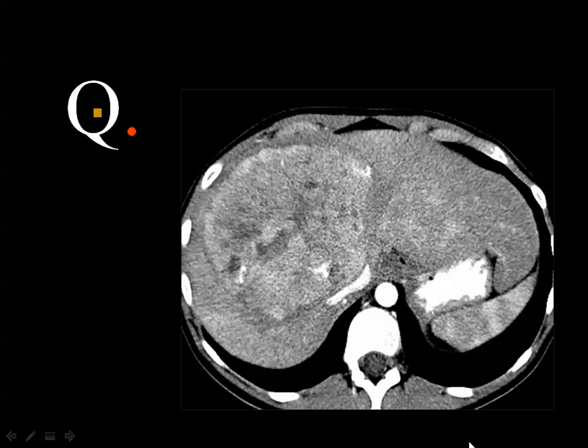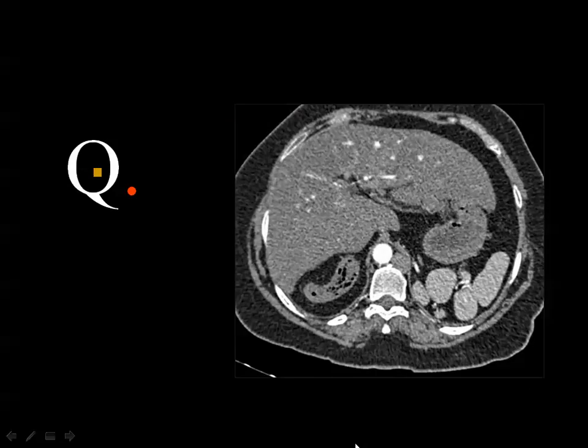Then it is solid, and the diagnosis is HCC. This is the most common solid hepatic focal lesion, regardless of the size and regardless of the enhancement pattern. But you should consider the possibility, especially if the liver is cirrhotic.